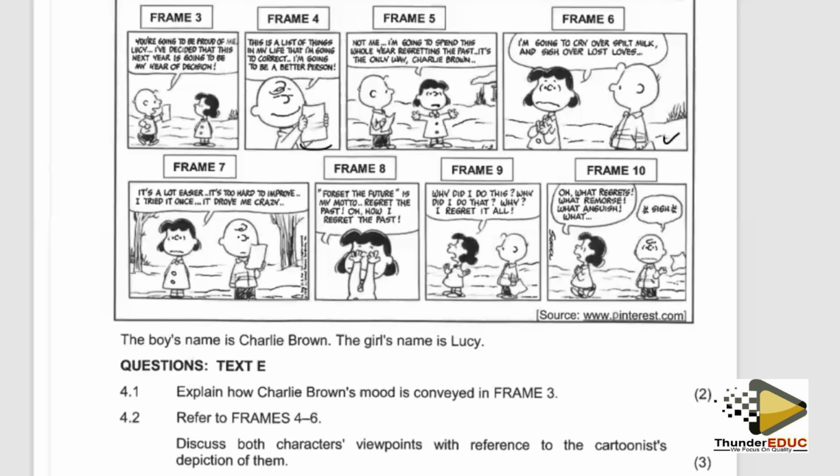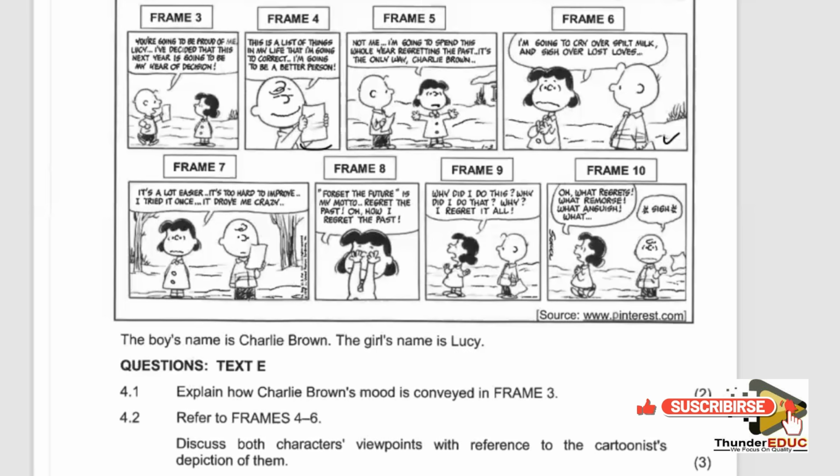"I'm going to," that's Charlie. "I'm going to" is repeated twice in frame 4. That is Charlie showing determination and action that is going to be done. But when we come to frame 5, Lucy, and in frame 6, Lucy is negative, but Charlie is positive. Lucy is very negative as she feels that it doesn't change anything to do anything differently. So as such, she's not going to do anything. She's going to regret the past. She's also going to cry over spilled milk.